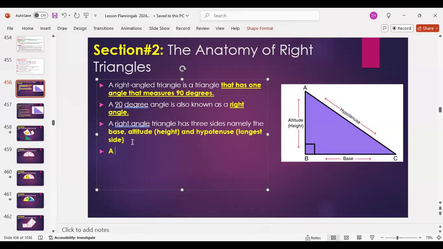So a right angle triangle is usually drawn with a small square box between the base and the altitude of the triangle.